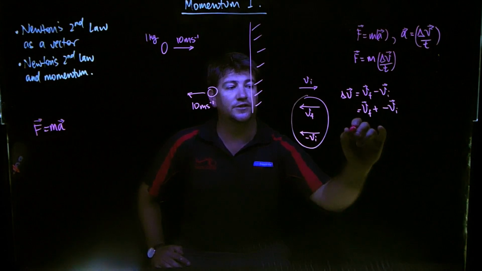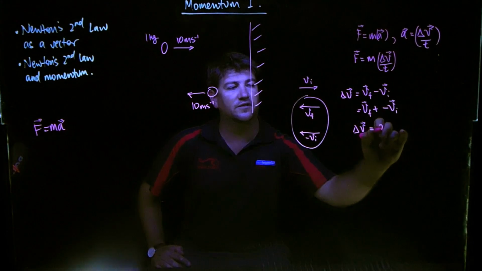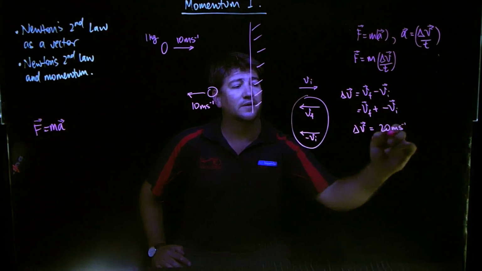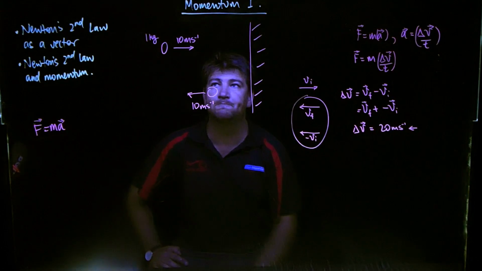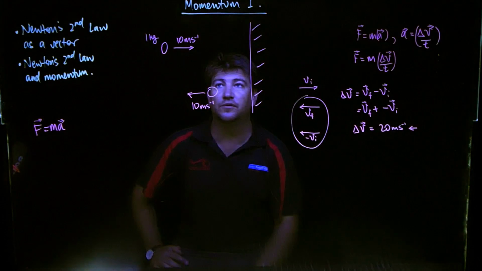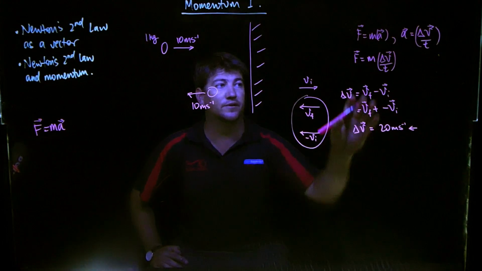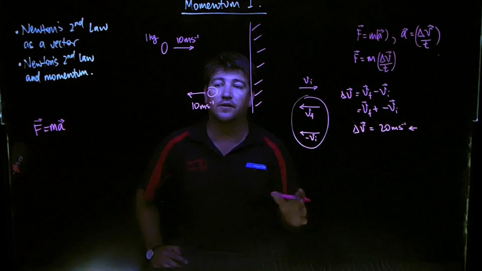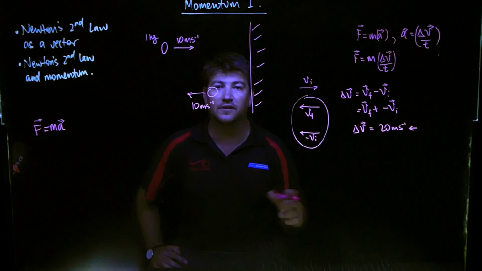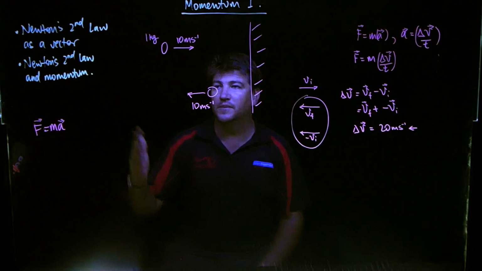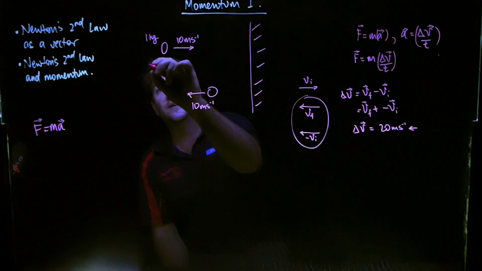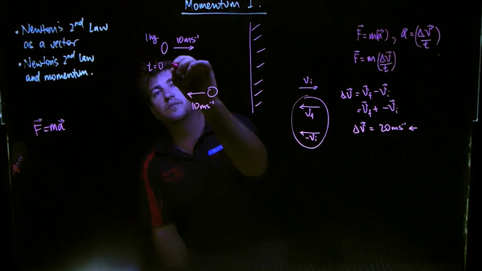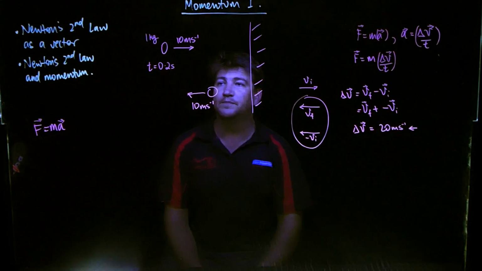So our change is actually 20 meters per second, and remember this is a velocity, it's got a direction that way. Alright, so now when I come to work out the forces that are applied, the only other thing that I need is how long this impact took. I'm trying to make something a little bit easy. I'm going to say that the time of impact was 0.2 seconds.